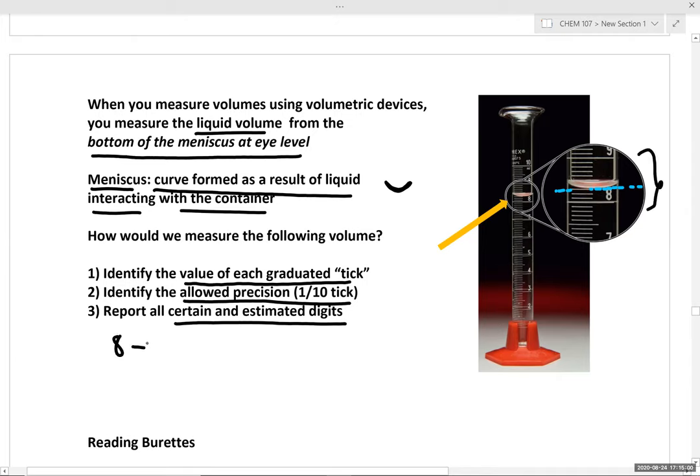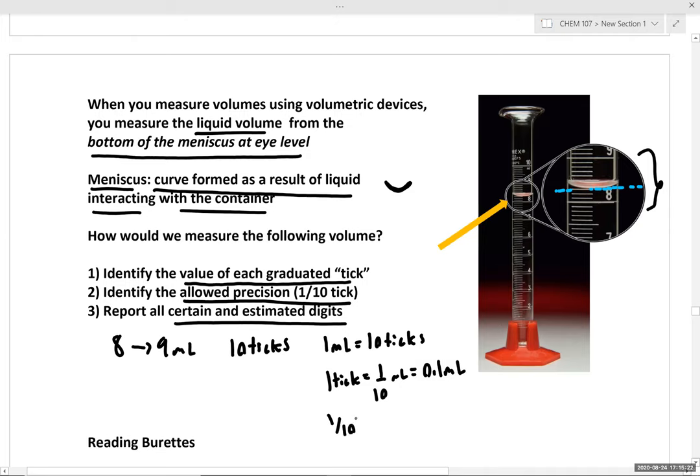So to go from 8 to 9 milliliters, it takes us 10 ticks. As a result, we know 1 milliliter is equal to 10 ticks. In other words, 1 tick is equal to 1/10 of a mL, in other words, 0.1 mL. For 1/10 of a tick, we in turn get 0.1 over 10 mL, which gives us 0.01 milliliters. So we can estimate up to 1/10 of a tick, and we measure our volume from the bottom of the meniscus.